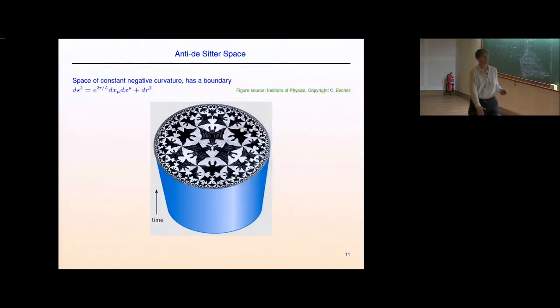So it's a nice picture by Escher. And the meaning of this picture is that these angels and devils, they all have the same area. Just because the space is negatively curved, the areas in the middle look much bigger than the ones at the boundary.